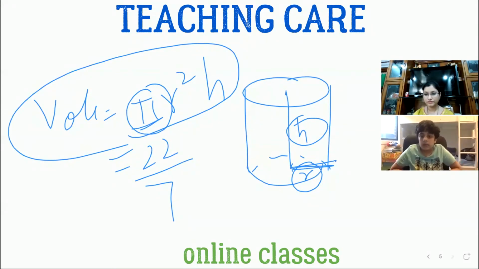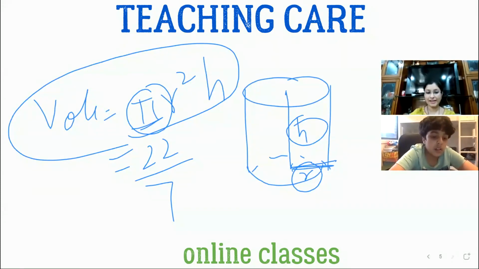Yes, you can write it out. This is just for your knowledge, in case some question comes like this. Otherwise, I think cube and cuboid are enough. We will go with cube and cuboid only. Okay, so pi equals 22 over 7? Yes. We call it pi, P-I, pi.